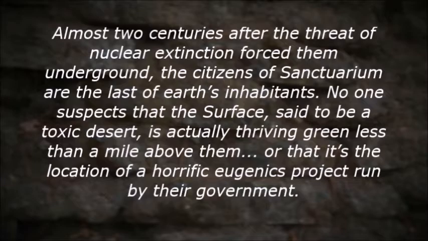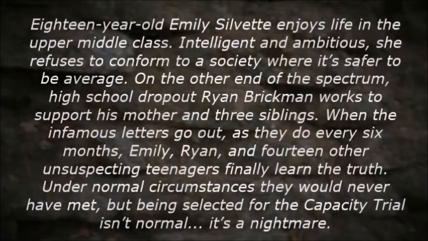Almost 2 centuries after the threat of nuclear extinction forced them underground, the citizens of Sanctuarium are the last of Earth's inhabitants. No one suspects that the surface, said to be a toxic desert, is actually thriving green less than a mile above them, or that it's the location of a horrific eugenics project run by their government. 18-year-old Emily Sylvette enjoys life in the upper middle class. Intelligent and ambitious, she refuses to conform to a society where it's safer to be average.